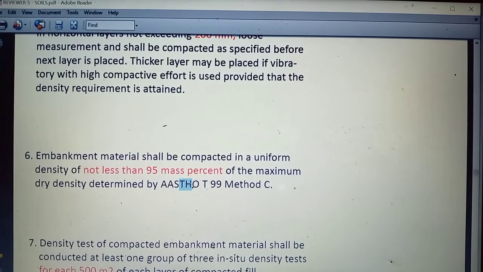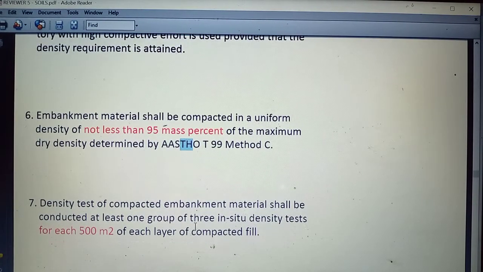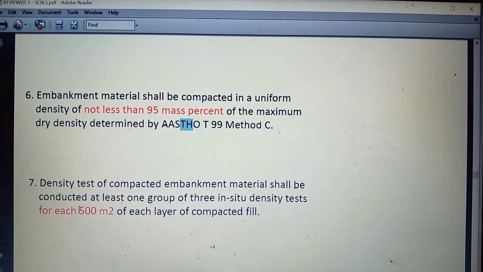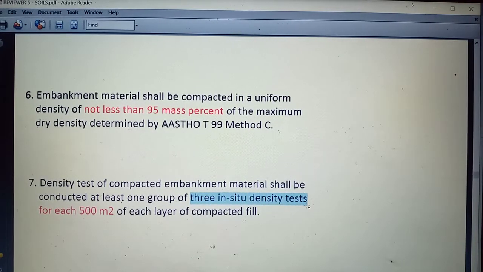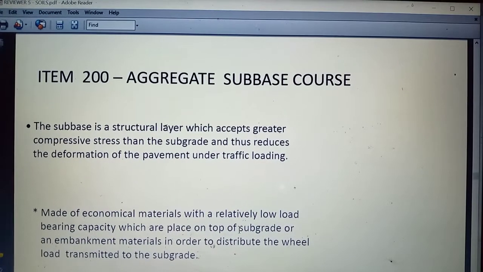Density of compacted embankment materials shall be conducted at least once, one group of 3 in situ density tests for each 500 square meters. So, this is speaking of material testing natin. Pag kailangan meron kang 500 square meters na embank mo, meron ka dapat 3 in situ density tests na gagawin for each compacted fill. So, let us proceed to aggregates.